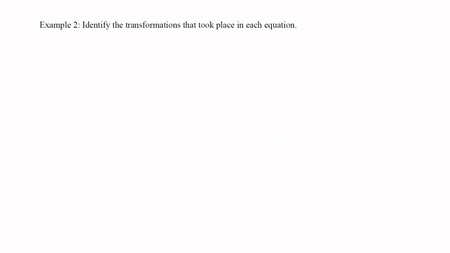Now let's identify the transformations that took place in these equations. I think it's a little easier to identify these things in equations than they are in graphs. So let's start from left to right. We have a 3 out in front, a leading coefficient. That's our a value. It's greater than 1, so we have a vertical stretch of 3.